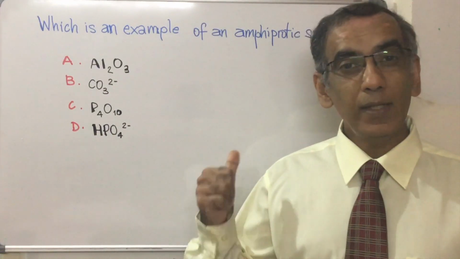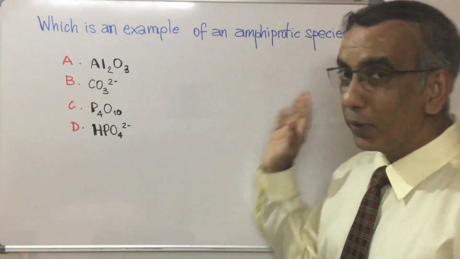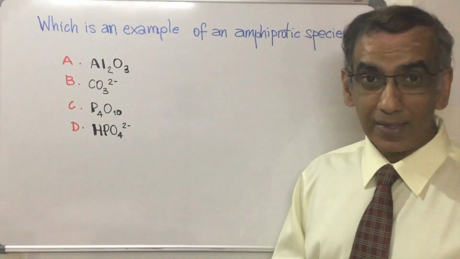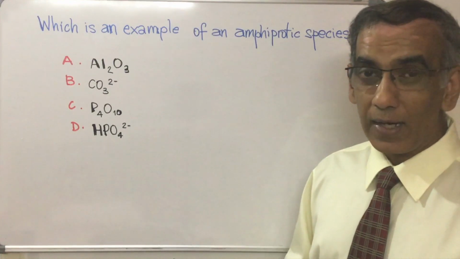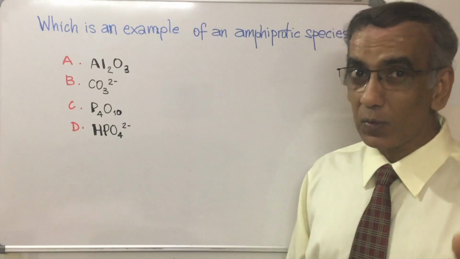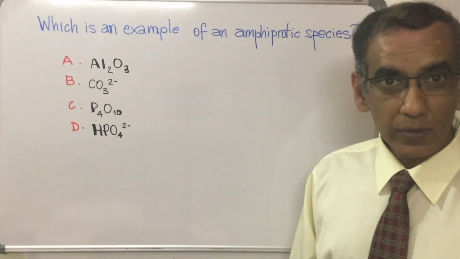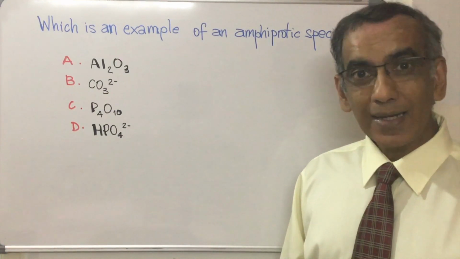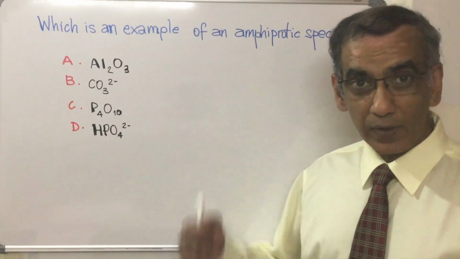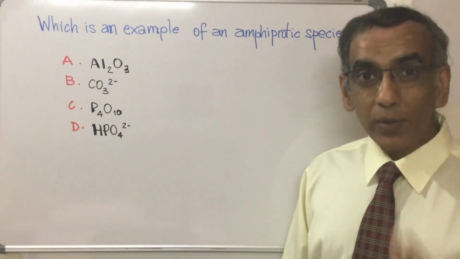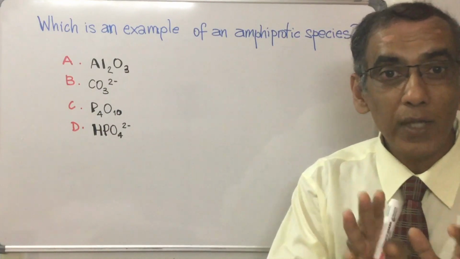But let's look now at the answer to this question. With an amphiprotic species being one that can accept and donate a proton, it really shows how simple this question is, because once you know that definition, you already know the answer. Because it involves accepting protons, and of course, most important for this question, for a species to be amphiprotic, it must be able to donate a proton.